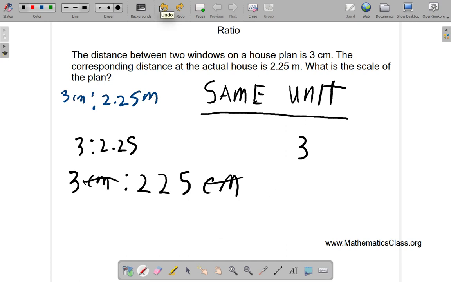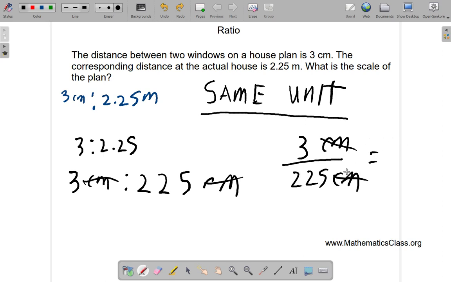Let me redo that part. There was a little error here. I'm going to have to restart my computer before I do any other examples. 3 centimeters divided by 225 centimeters. Centimeter cancels centimeter. So now you can cancel down.